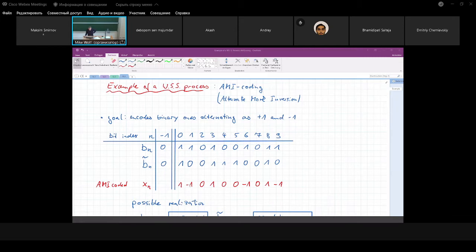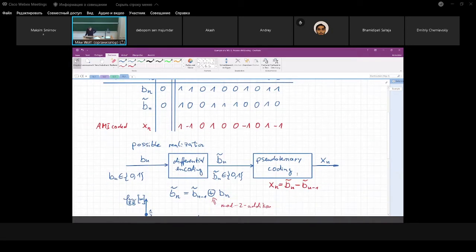Pseudo-ternary, there is no new information. The sign of this: if the original bit is one, you get either plus or minus one, and depending on the number of zeros between these ones, you get an alternating sign, as you can see. Sure, this data stream is zero mean. You can obtain this stream by this.